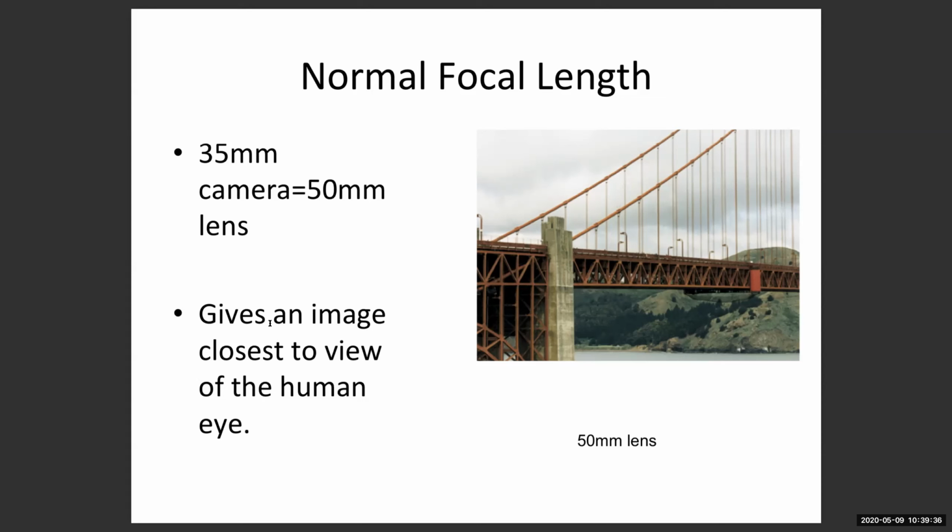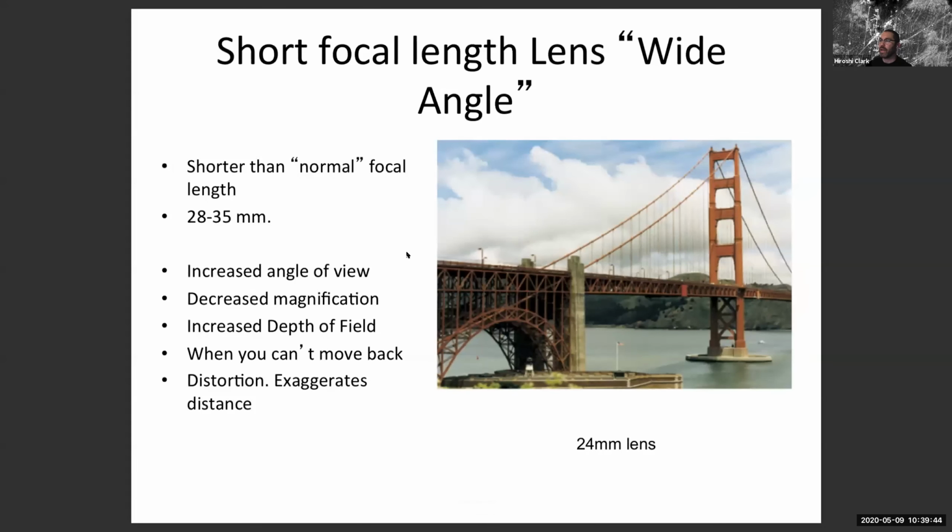Okay. And you'll see that bridge right there at 50 millimeters. So we'll see in a second, Golden Gate Bridge with a wider lens. So short focal length equals a wide angle lens. So when the number gets smaller, so a 28 millimeter to 35 millimeter is shorter than normal, so we would call it a wide angle lens. It gets even wider than 28. You can go to 24, 20, so on. So it's an increased angle of view, right? We see more of that bridge than we did here, right?